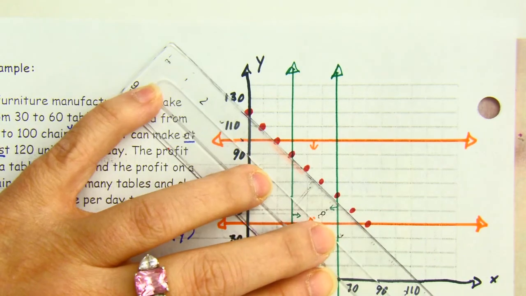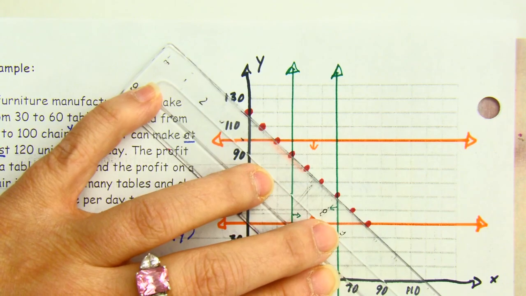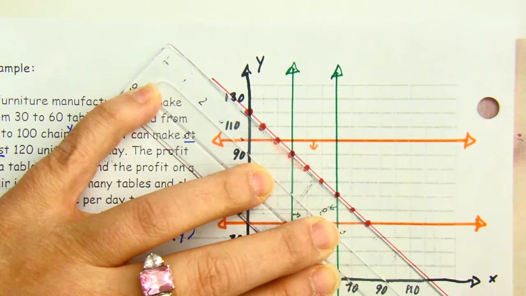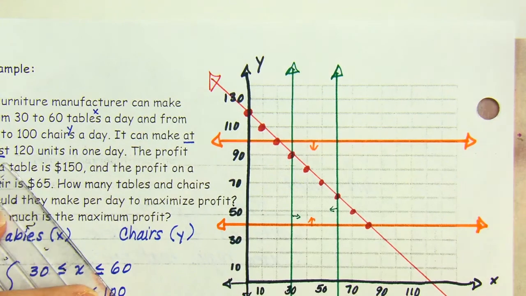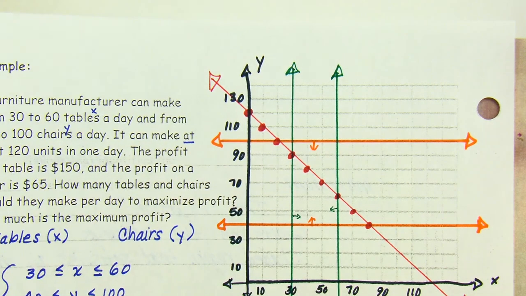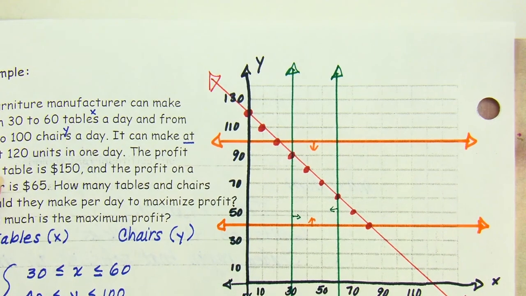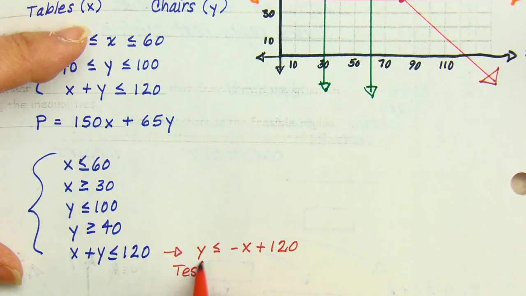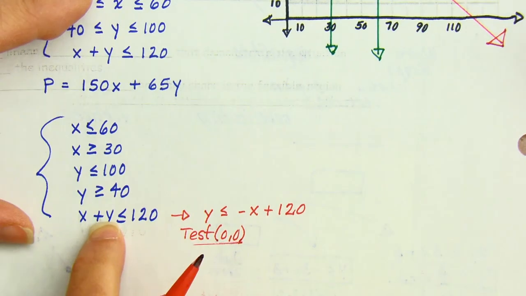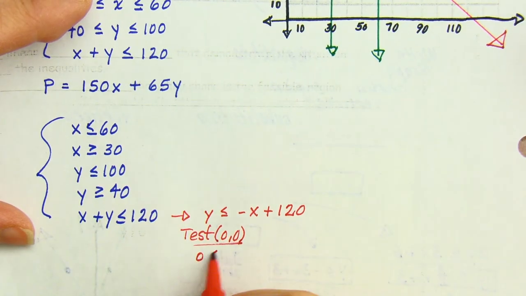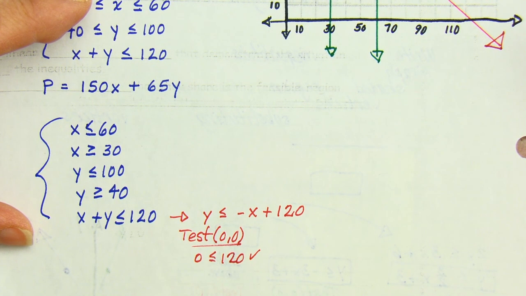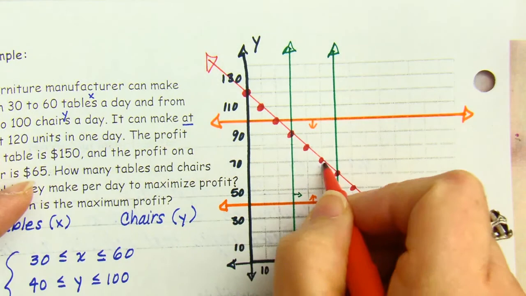Now I'm going to draw this line. I could angle my measuring device properly. And now I have to test 0, 0, because with respect to the red line, 0, 0 is on the left. So let's test 0, 0. And remember, we're testing it in the original over here. The left side would be 0. Is 0 less than or equal to 120? Well, sure, it is less than it. So I am shading this way.